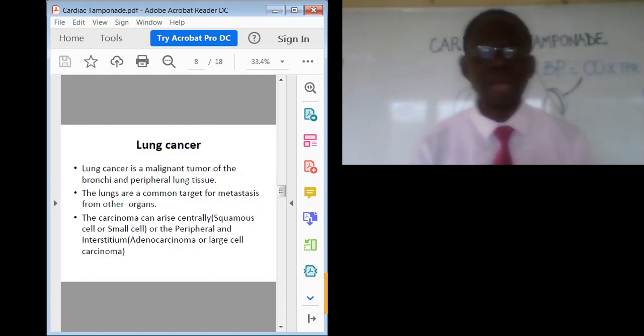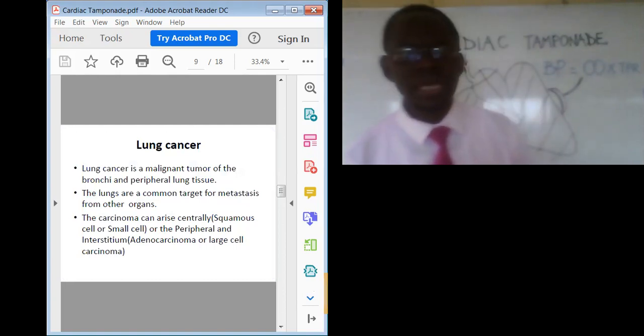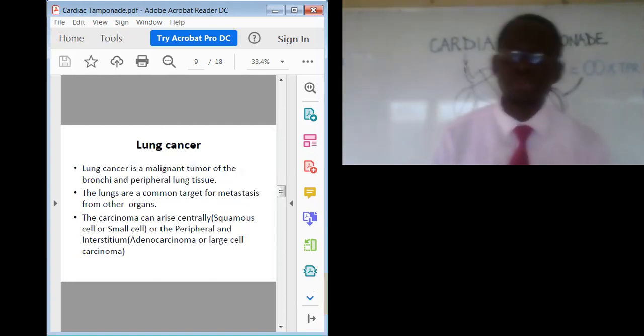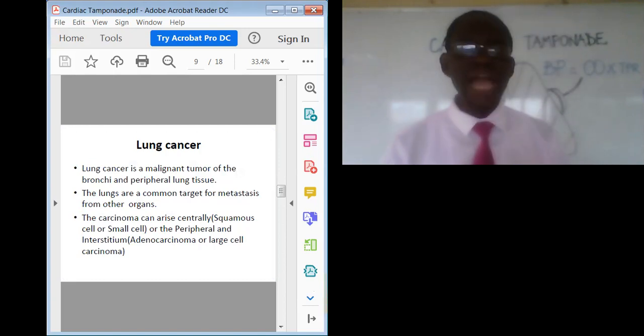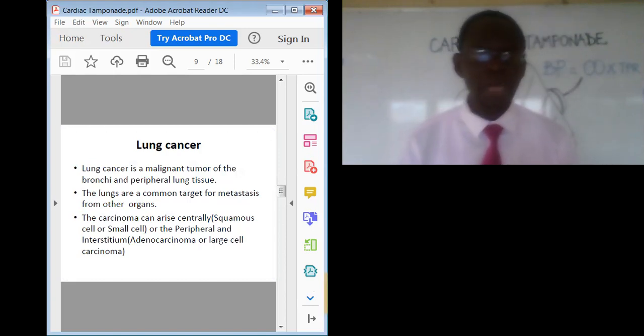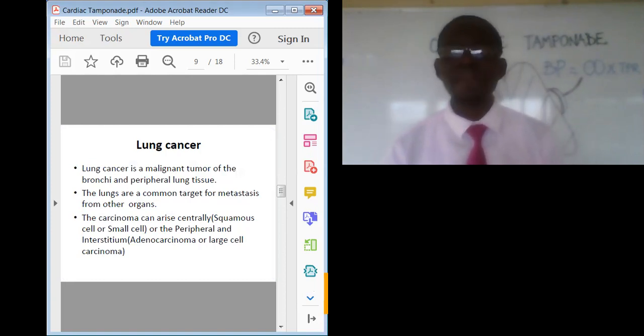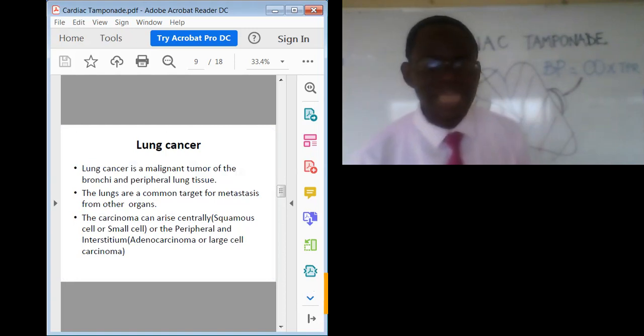Now let's briefly talk about lung cancer, because we are supposed to talk about this. Now, you know what a cancer is. And so lung cancer is a malignant tumor of the bronchi and peripheral lung tissue. And the lungs are the common sites of metastasis from other organs. So in most cases, this lung cancer is as a result of metastasis.